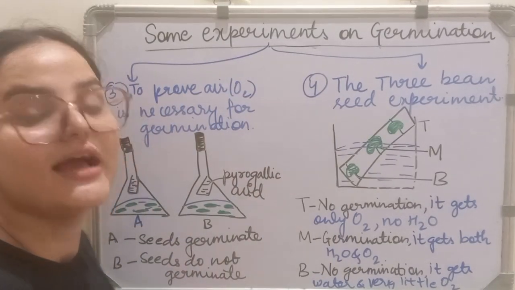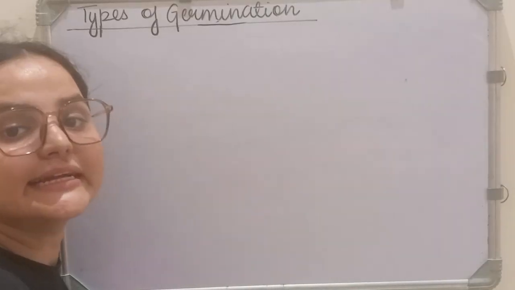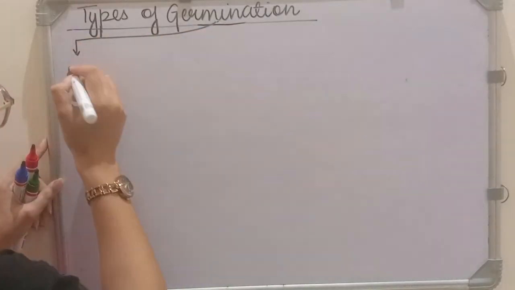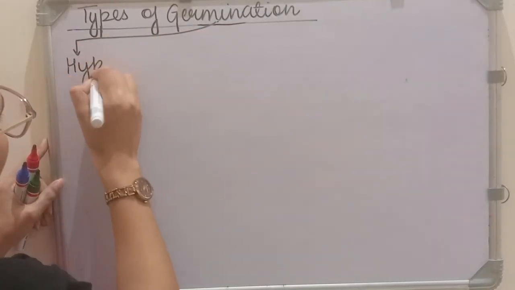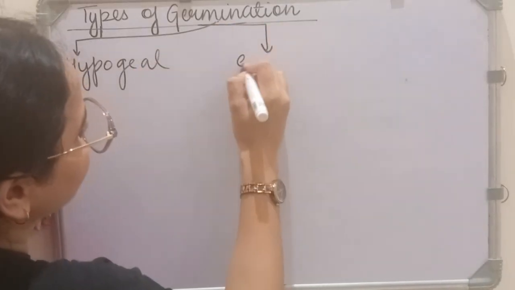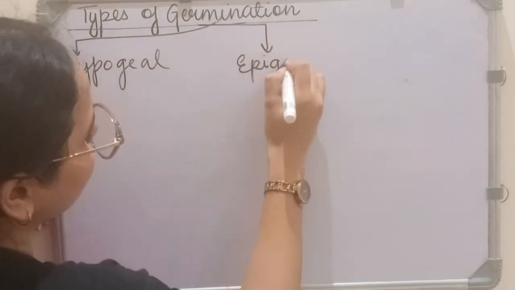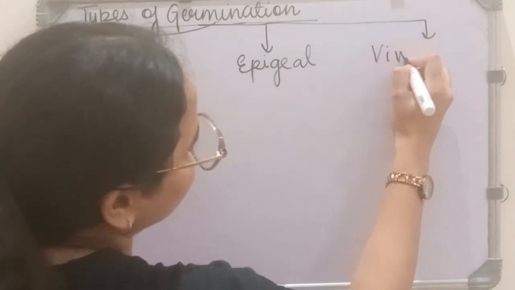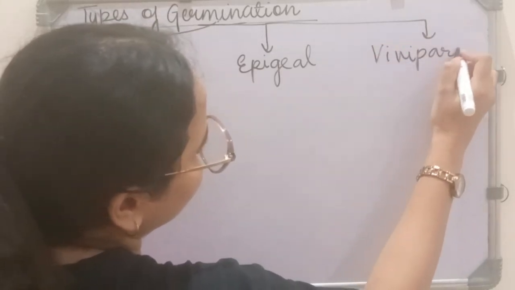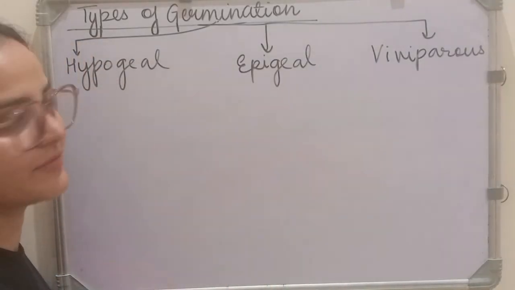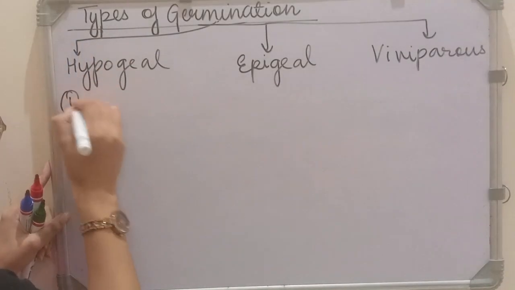Now let's see the types of germination. So basically there are three types of germination. The first is hypogeal, the second is epigeal, and the third is viviparous. Let's deal with all the three one by one. So first is hypogeal.